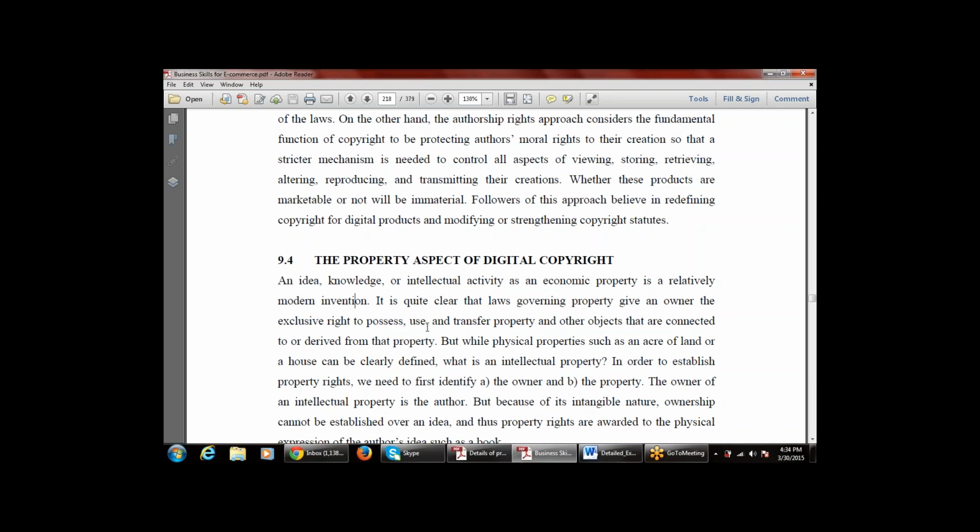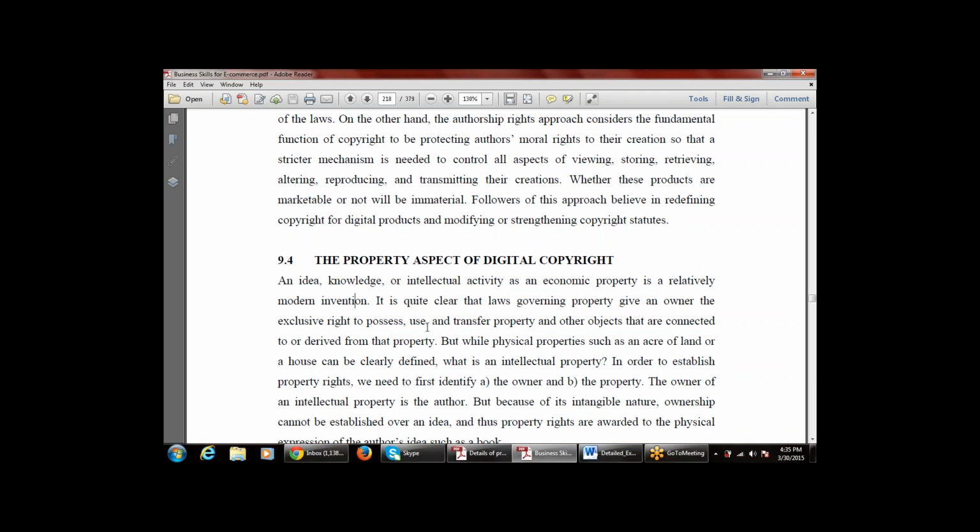So digital copyrights, or intellectual property rights, give the owner an exclusive right to process, use, that is how to possess, how to take, how to use and how to transfer the property that is connected to or derived from that property.